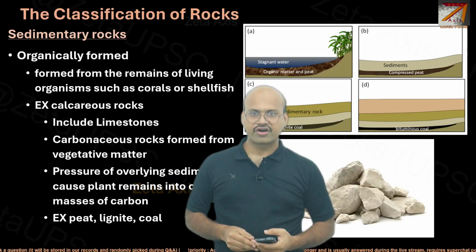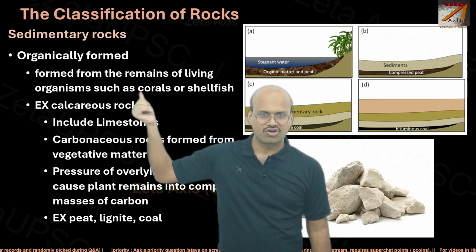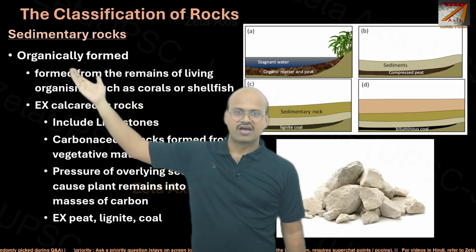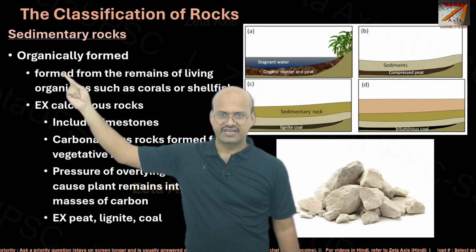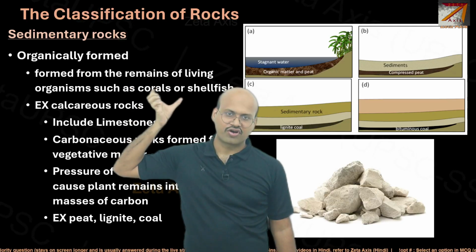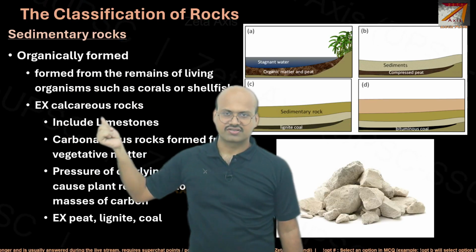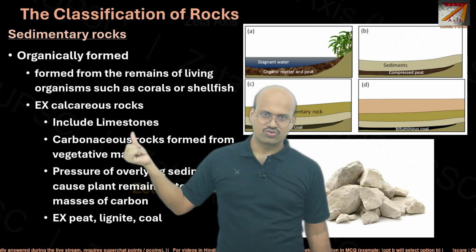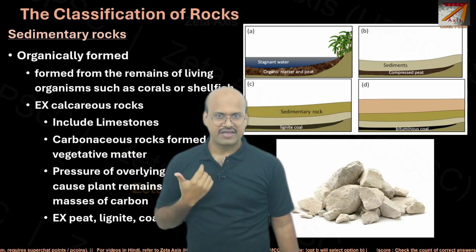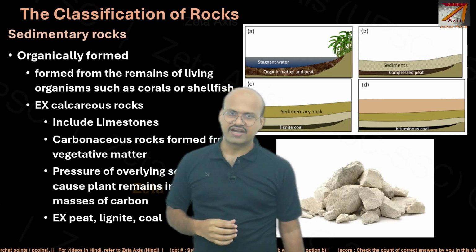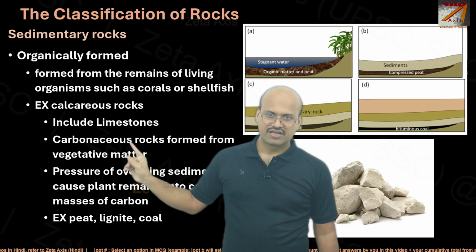Sedimentary rocks organically formed. They are formed from the remains of living organisms such as corals or shellfish. So we see that the sedimentary rocks can be formed by organisms, and when they are formed by different organisms, then it is called organically formed. Examples are calcareous rocks, which include limestone. Limestone can be formed chemically. It can also be formed by a deposition of corals. That is why it can be both chemically formed as well as organically formed.